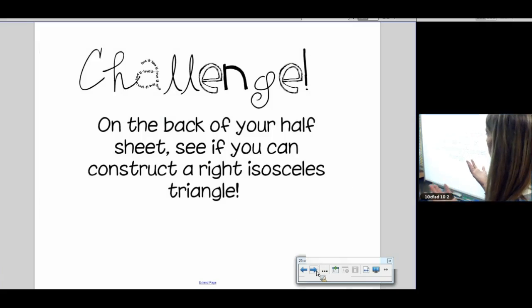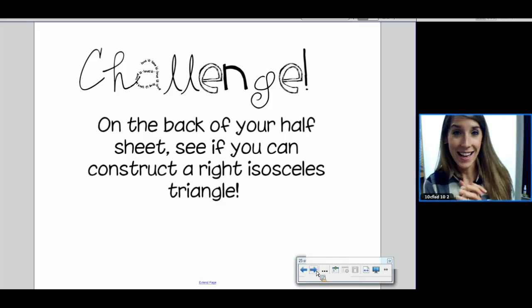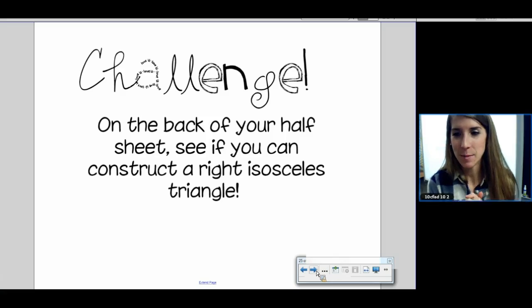At home, or we can do it tomorrow, you could see if you can construct a right isosceles triangle without looking it up on the internet. So that's my challenge to you.